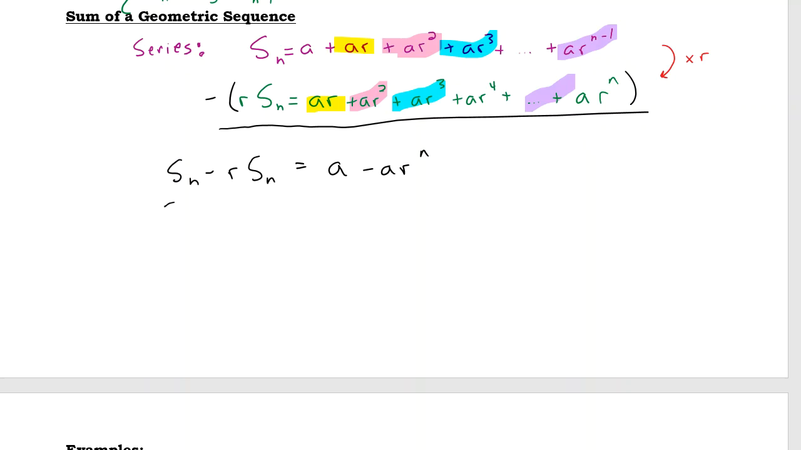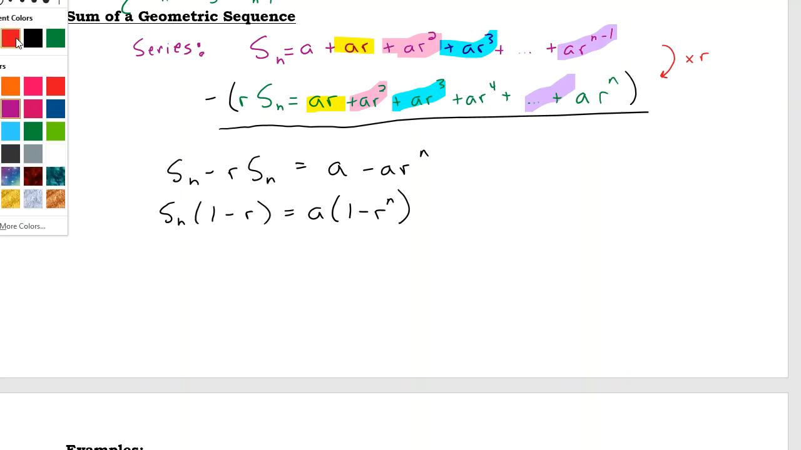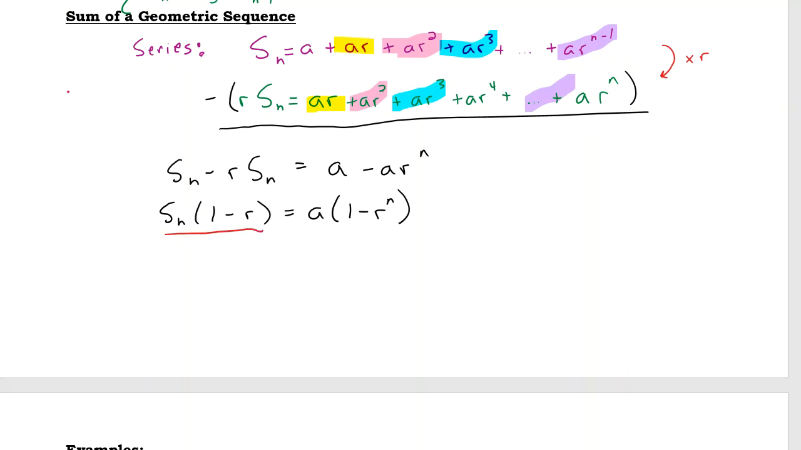Okay, now let's take a factor of s sub n out, and that's going to leave 1 minus r. And let's take a factor of a out here, and we're going to get 1 minus r to the n. You don't have to take the a out on this side, but I definitely want to take the s sub n out on the left-hand side because I'm solving for s sub n. I want a formula for s sub n.